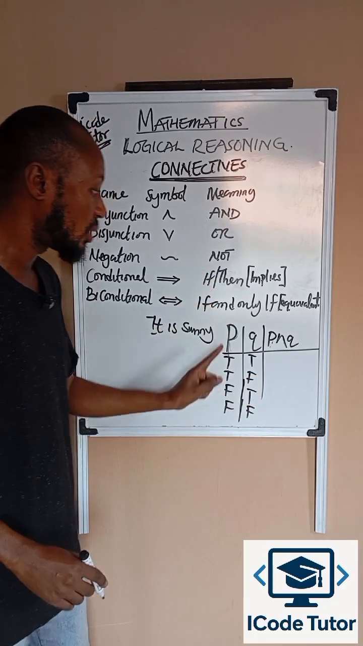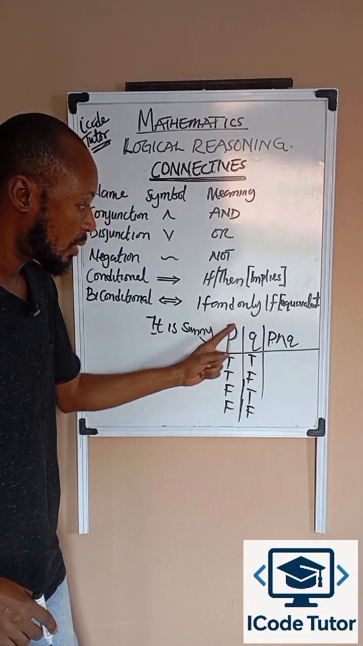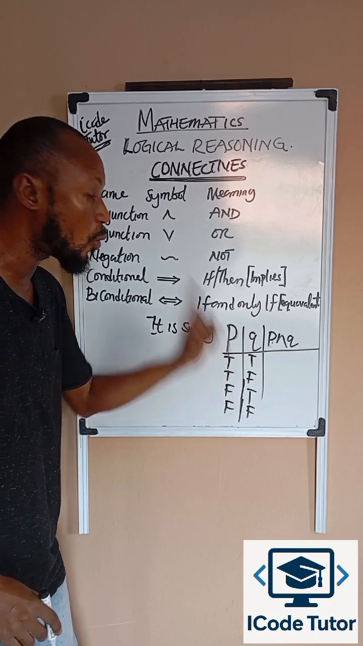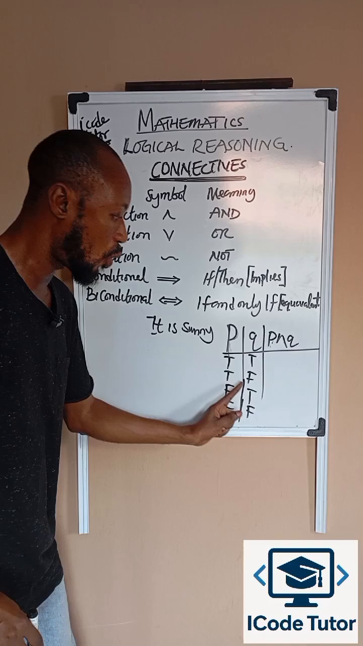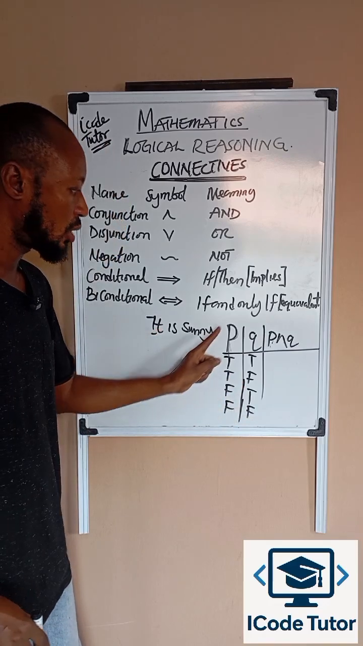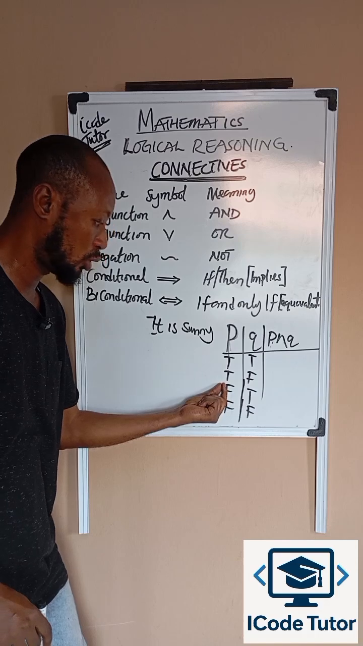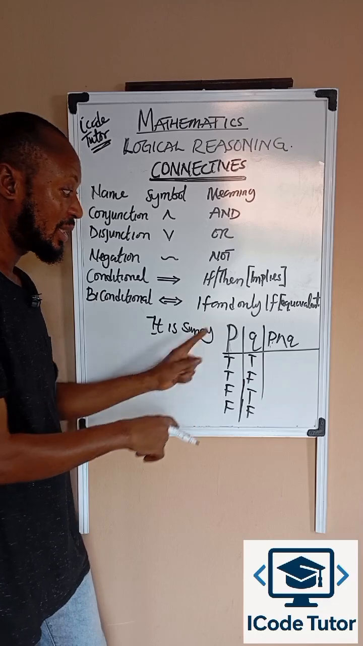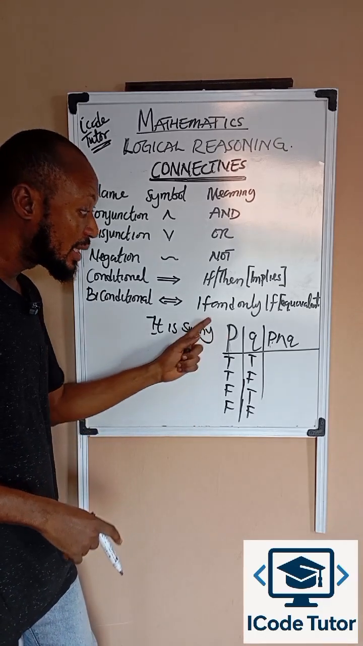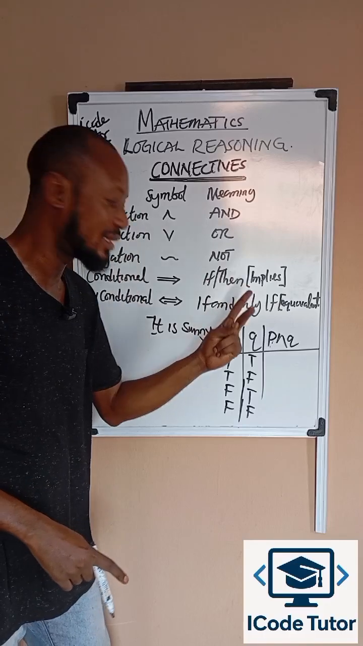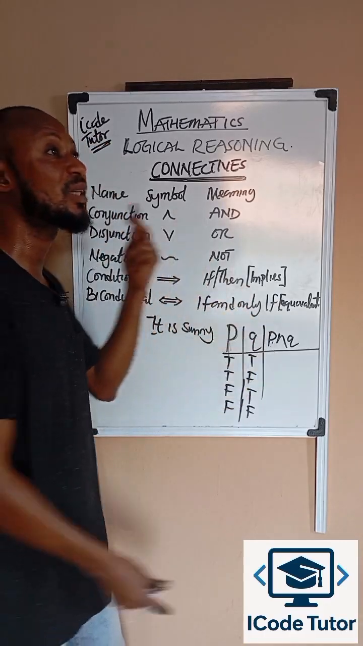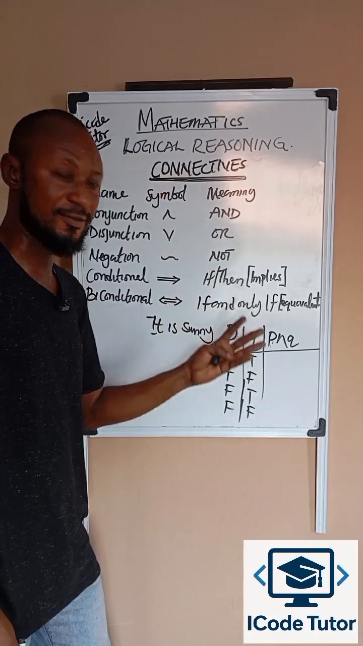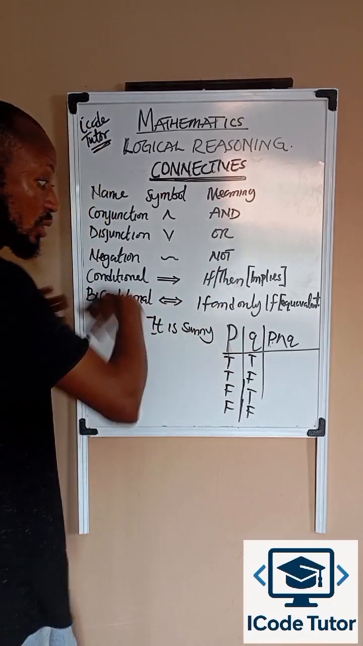Now, under the truth table, let's say you have P, Q, and under Q you have 1 true, 1 false, 1 true, 1 false. Now, under P, it will be 2 true, 2 false. If, let's say, there are 3 statements, let's say we have R, the next one will be 3T and 3F. If we still have another one, it will be 4T, 4F. That's how it will be going.